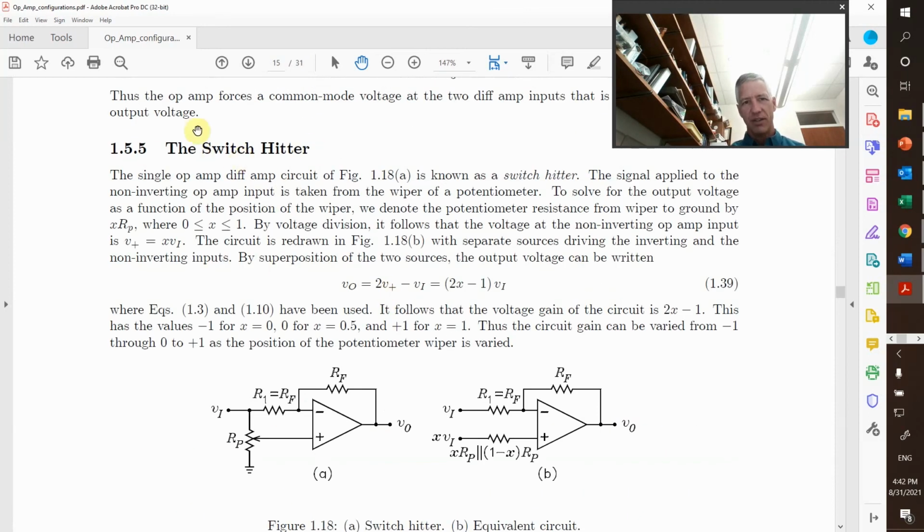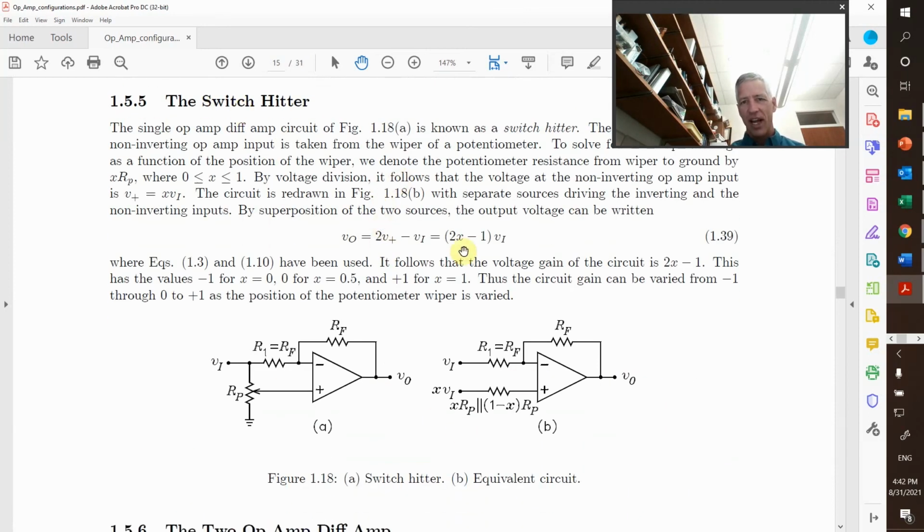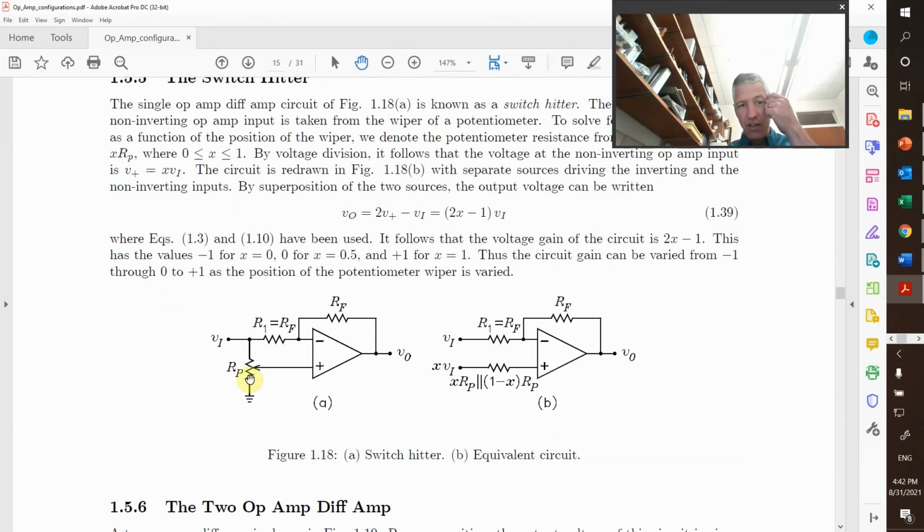This one's kind of interesting. This one's called a switch hitter. And what you see here is you use a potentiometer right here. And this is my output equation right here. And my X varies from 0 to 1. So this can be either an inverting or a non-inverting configuration. So I can change it from being positive to negative.